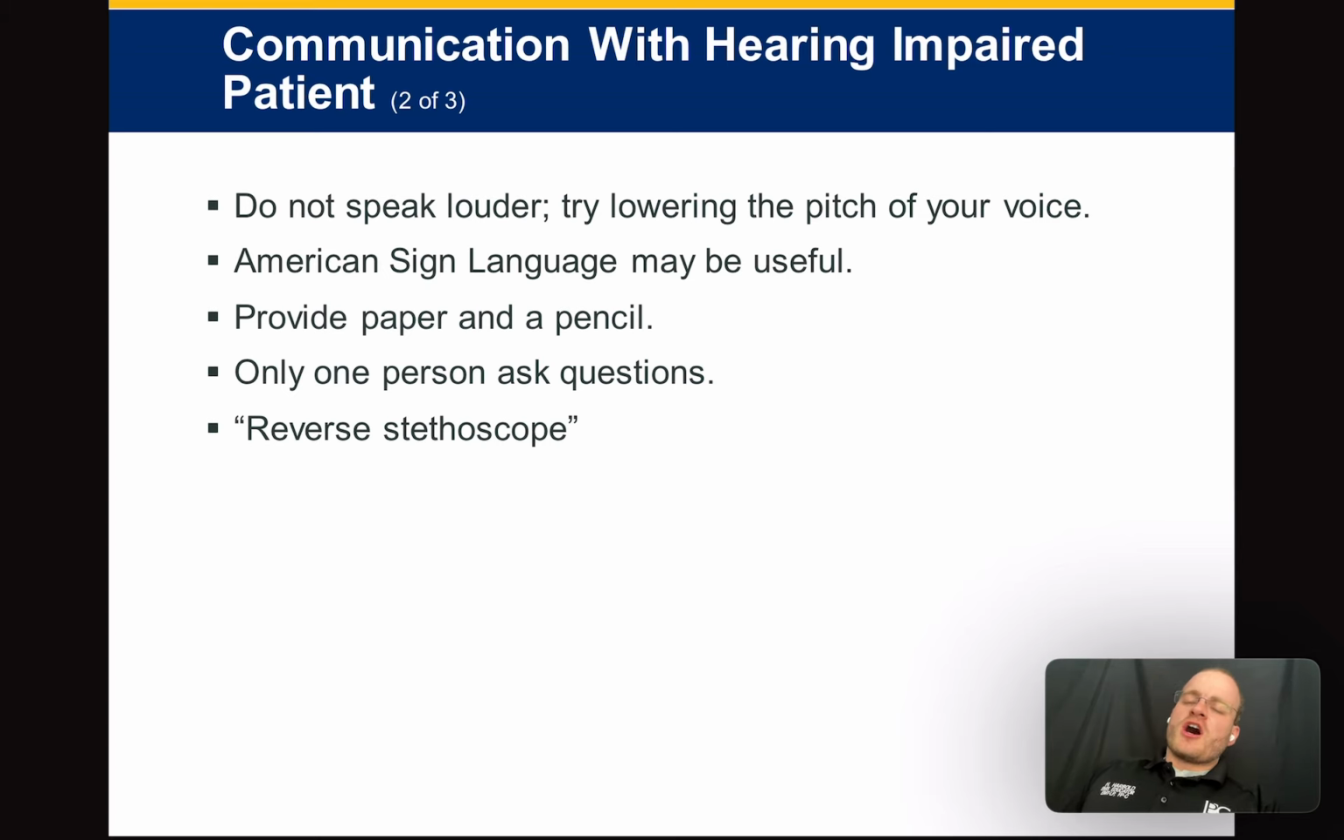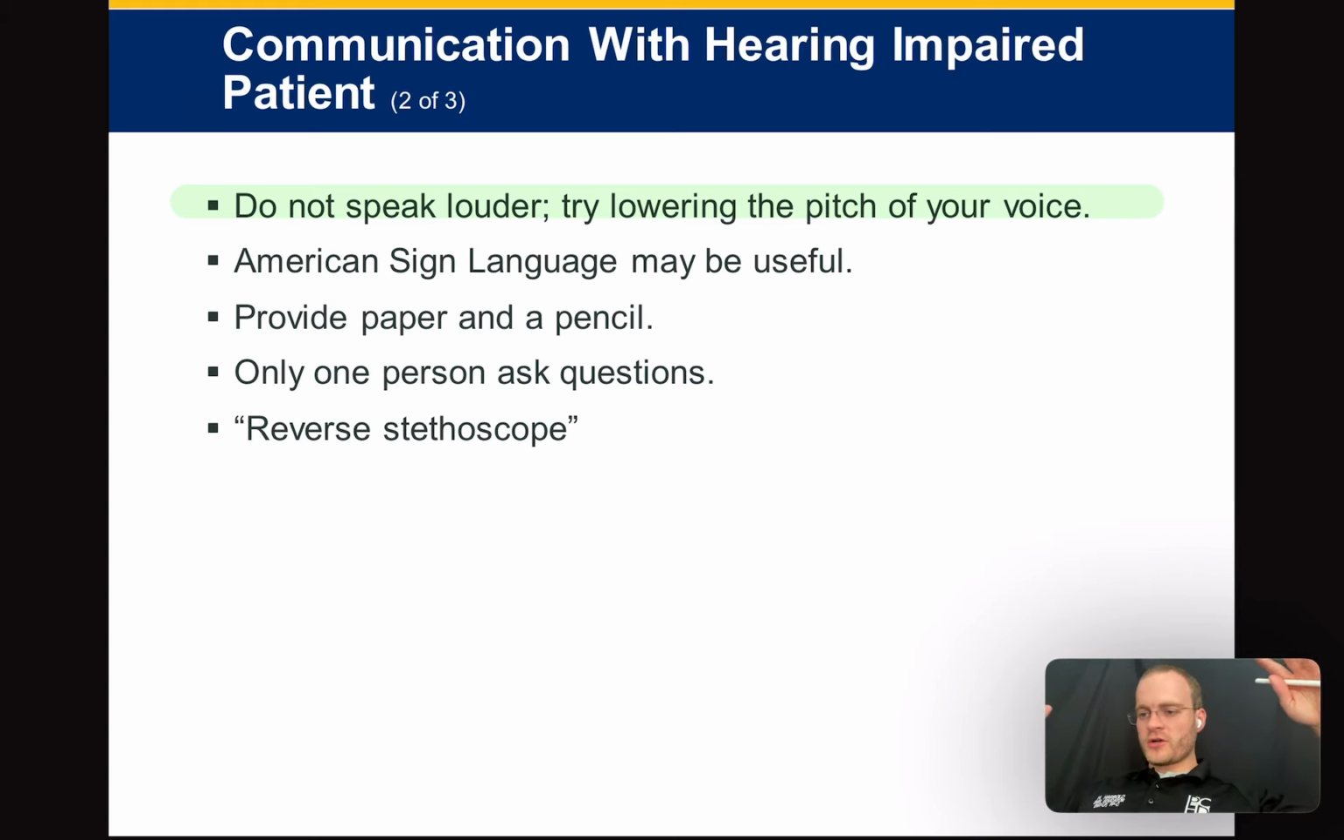So do not speak louder. And this is a common thing that they'll test. I've seen this tested. But you want to lower the pitch of your voice. And you're like, what? What's your pitch? Your pitch is like the base of your voice. Those waves will travel better, especially with conductive hearing loss, than a high-pitched voice.